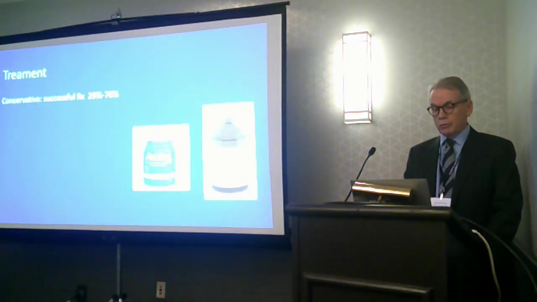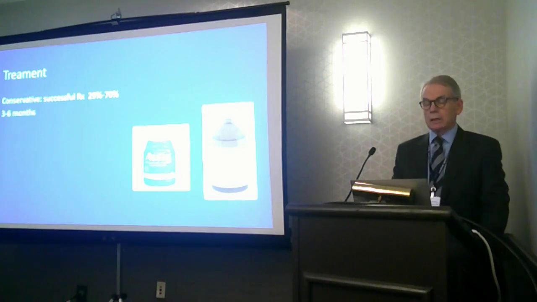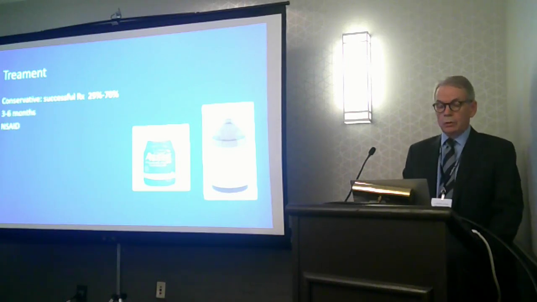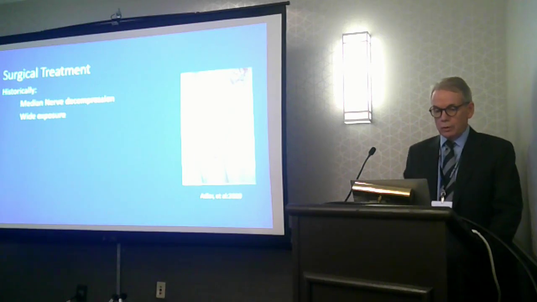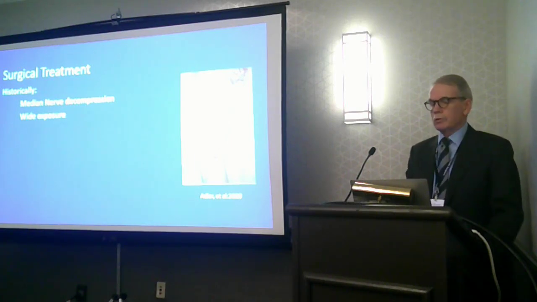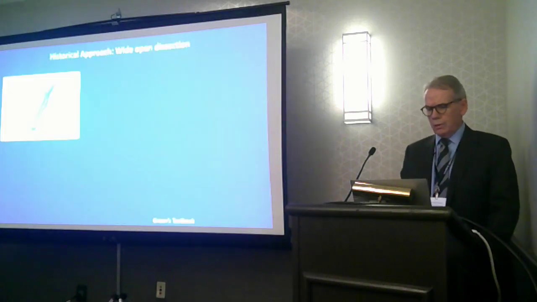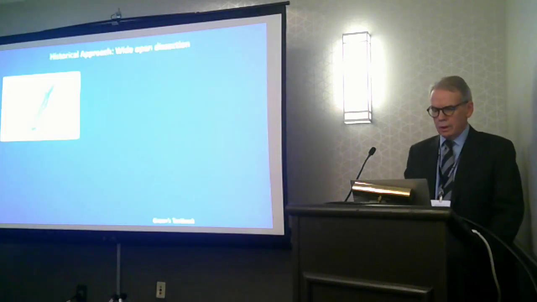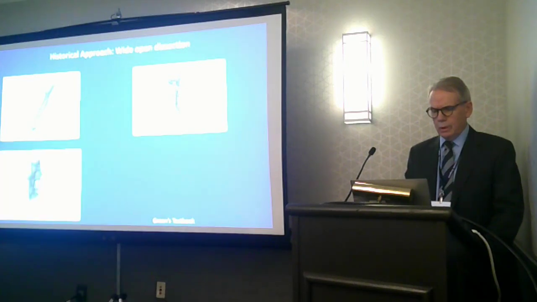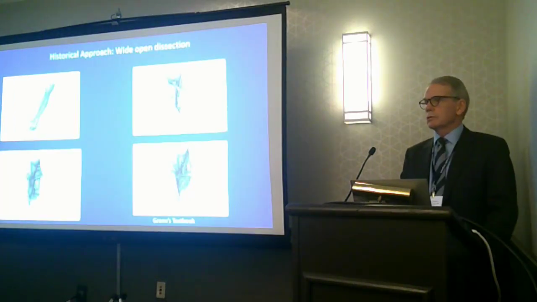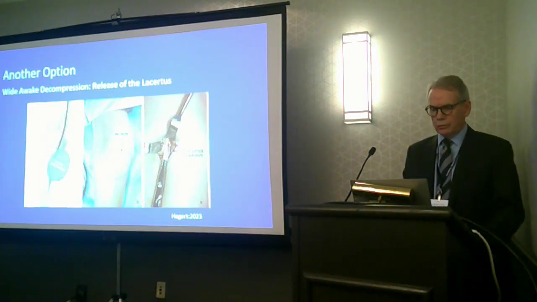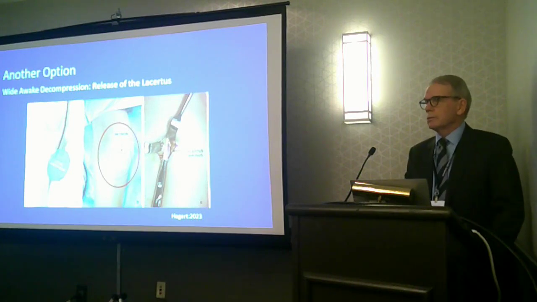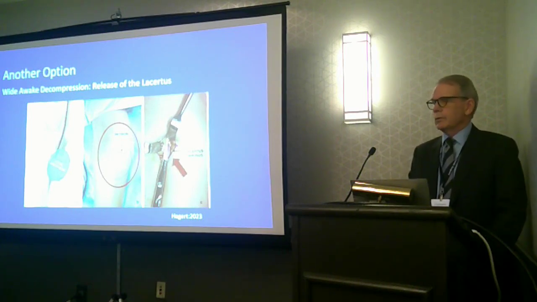Treatment, conservative measures have up to a 70% success rate, can take a long time to get better, including non-steroidals, rest, activity modification, and cortisone injections. The treatment historically surgical has been median nerve decompression with wide exposure. This is from Green's textbook. It's kind of like a shark bite wound going from the Lacertus all the way down to the FDS arch. The other option is a wide awake decompression, as Hager has suggested, using local anesthesia at the Lacertus and incising the Lacertus.